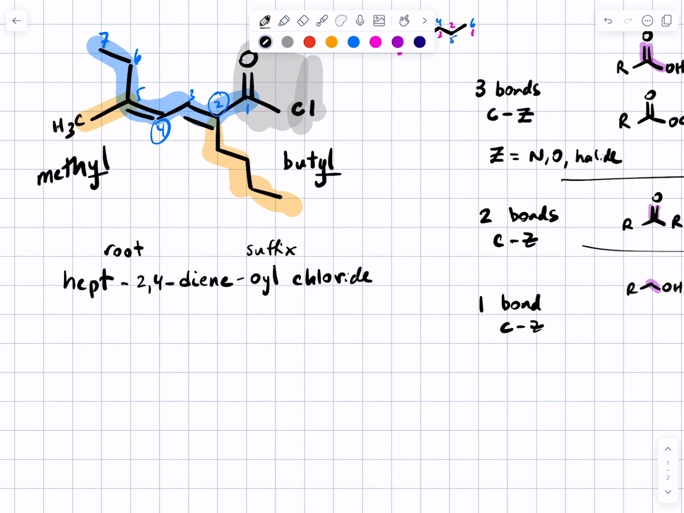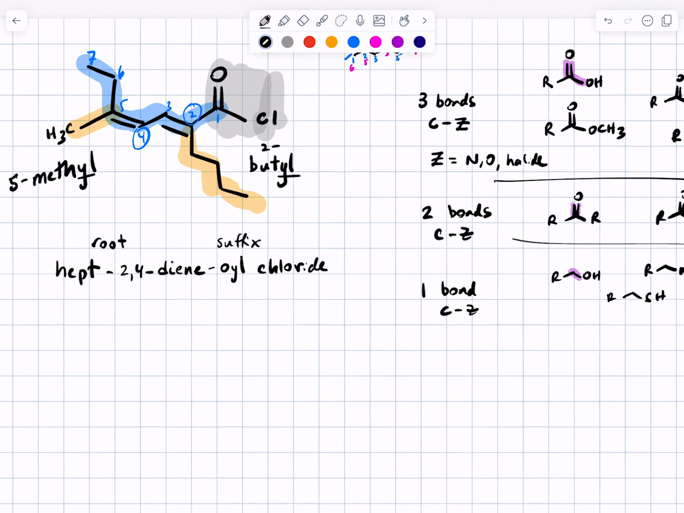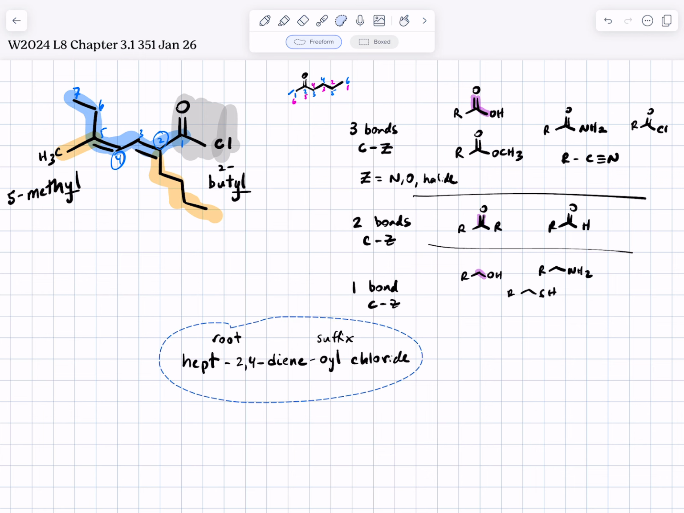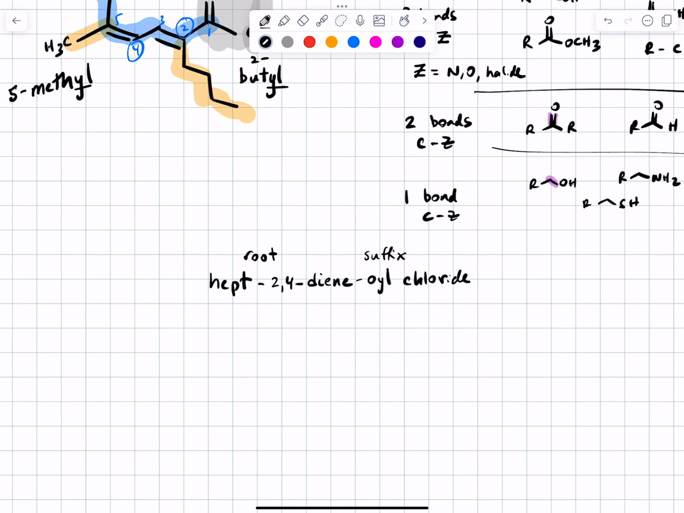All right, and now we simply need to say their locations. This is a 2-butyl group because it's on carbon 2. And this is a 5-methyl group because it's on carbon 5. And now we tack the prefixes in front of the suffix. And there is a rule for the order that you put them in. I think the rule is alphabetical, but sometimes you might get tempted to put them in number order. I do not care. That doesn't matter to me. So don't worry about that.